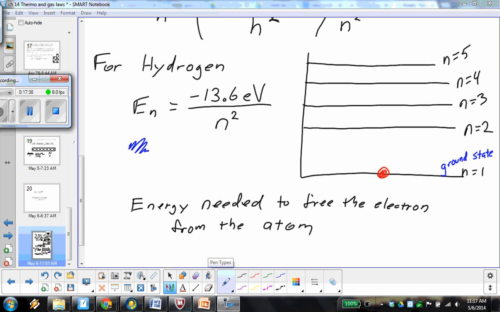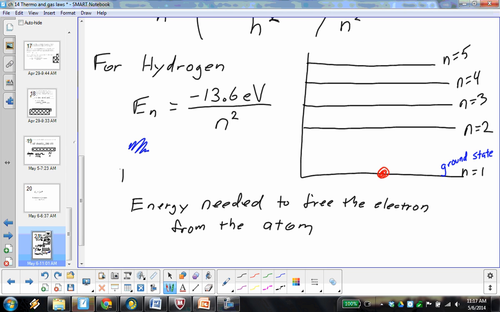The energy needed to free the electron of an atom is known as the ionization energy. That is known as the ionization energy. So that is our statement, our definition of ionization energy: the energy needed to actually release it.